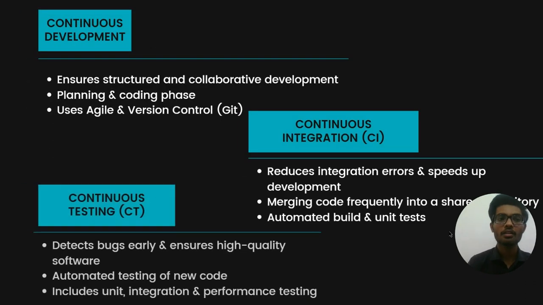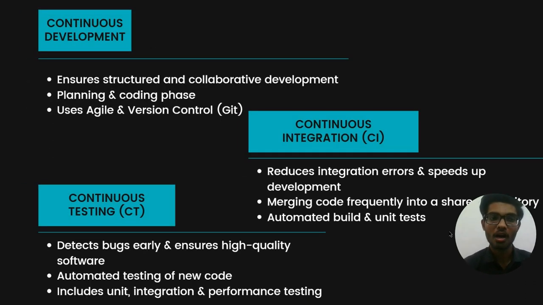The continuous development is a part of planning. We can say it is the further part of the planning phase, where we ensure structured and collaborative development, and we plan, and this is a kind of planning and coding phase. So plan and develop, we can consider it together, and we use agile methodology for that, and we use Git as the version control software system tool.